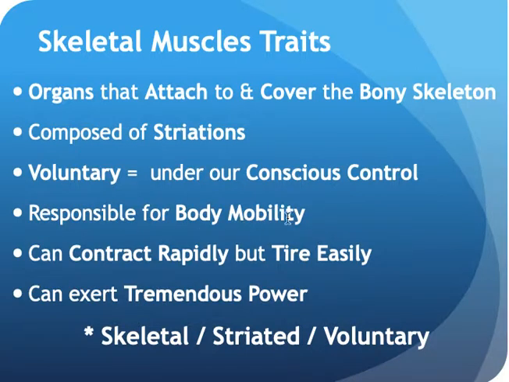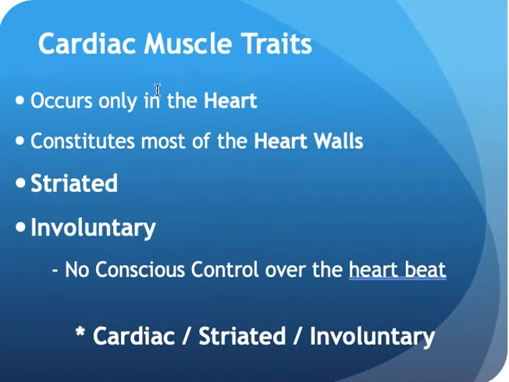They're responsible for body mobility. So again, this is walking and running and jumping, but it is also the manipulation of our environment. So don't forget about that one. And then these ones are going to contract rapidly, but they're also going to fatigue really, really easily. Okay, but they can create a tremendous amount of power. And again, these are the main characteristics at the bottom that you want to remember for our multiple choice test. Skeletal muscle is going to be striated, and it's going to be the one that's voluntary.